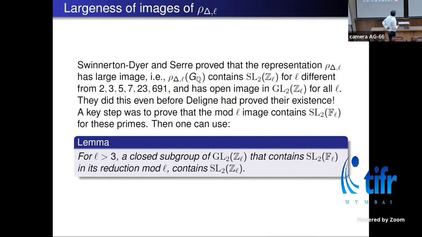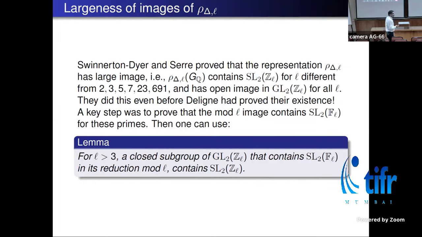Okay, so now Serre and Swinnerton-Dyer proved that, in fact, even before, I think, Deligne proved these representations existed, they axiomatically just assumed these representations existed with the given properties, which told you what the traces of these representations were at Frobenius elements. And they kind of started a deep analysis of what the image of such a Galois representation is. So they proved that this l-adic representation has big image, so it contains SL2(Z_l), the SL2(Z_l) for l different from these exceptional primes, and in general it has pretty large image, right? It has open image in GL2(Z_l) for all l, or at least, yeah.